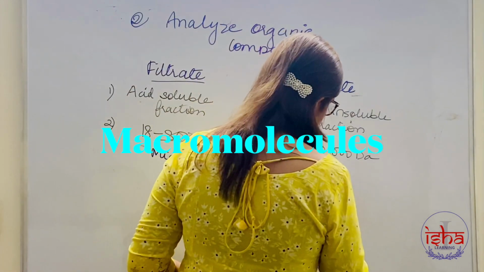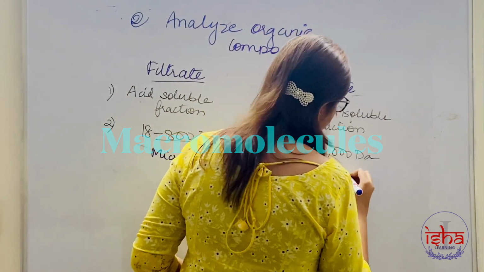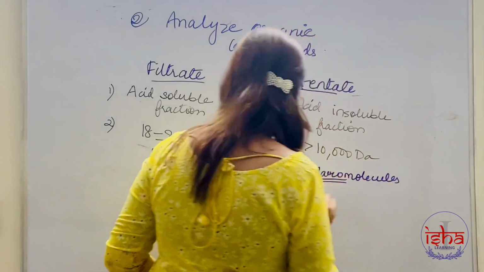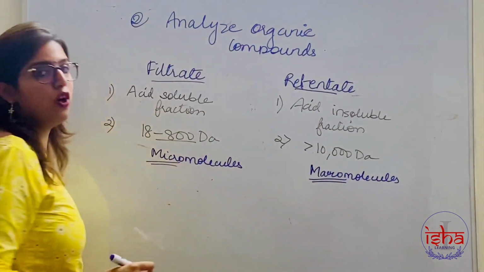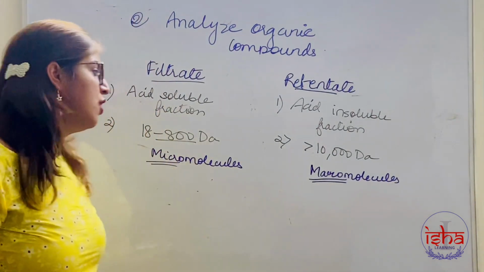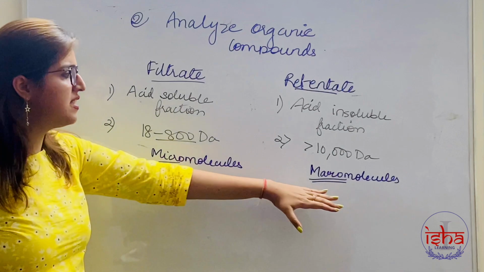Micro means what? Micro means small. Macro means big. So small molecules will be called micromolecules. The larger ones will be called macromolecules. So what kind of molecules stay back?